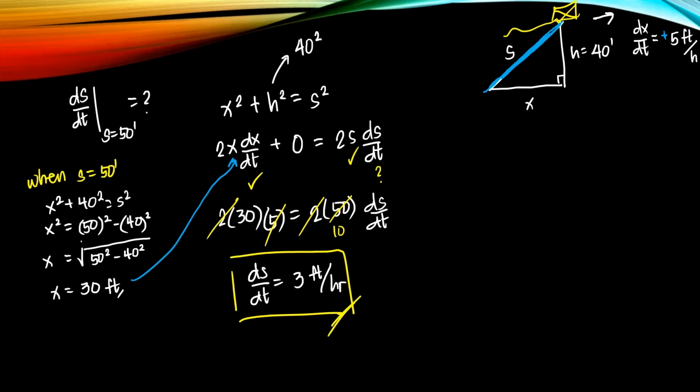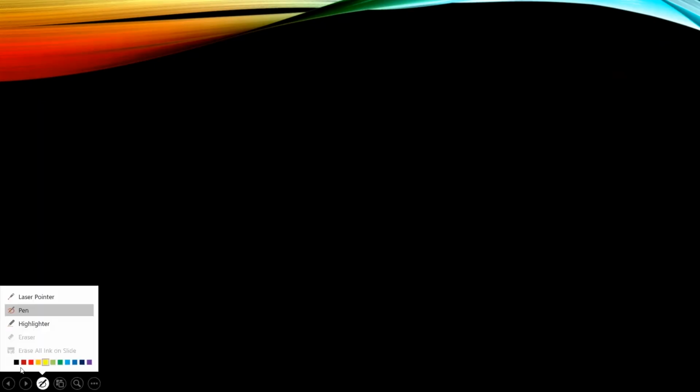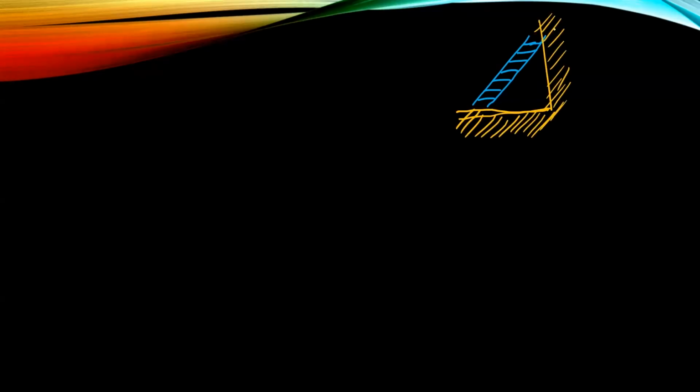Okay, so now we apply the Pythagorean theorem. Let's go to another example, guys. A ladder, 13 feet long, leans against a vertical wall. If the top slides down at 3 feet per second, how fast is the angle of elevation of the ladder decreasing when the lower end is 9 feet away from the wall? Okay, let's draw this first. So there's a ladder leaning against a wall. Let's just say that's the wall, that's a ladder.